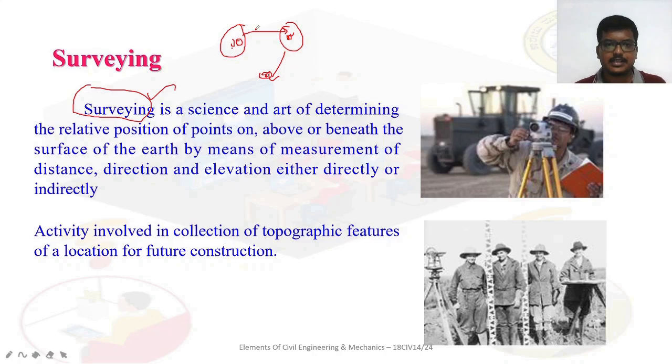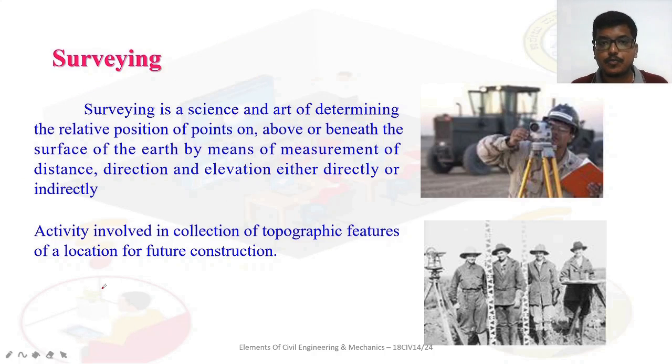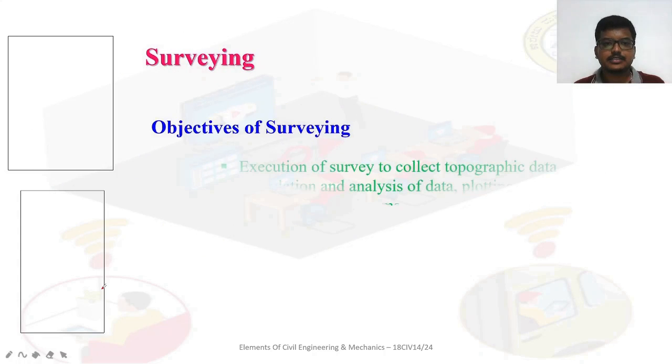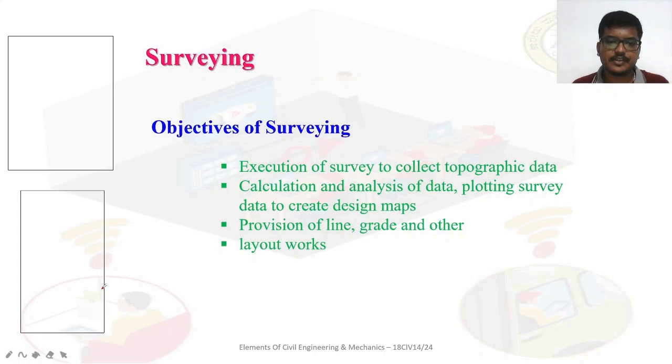We can take advantage of surveying to find the relative position of points with respect to each other. So it is called the art of determining the relative position of points on, above or beneath the surface of the earth by means of measurement of distance, direction and elevation, either directly or indirectly. Surveying is the activity involved in collection of topographic features of a location for future construction. Next, we'll see the objectives of surveying.